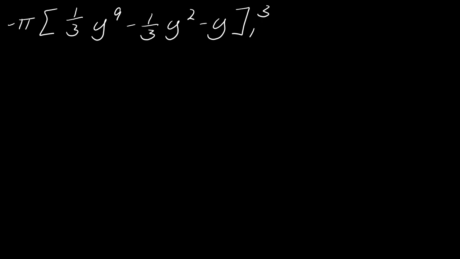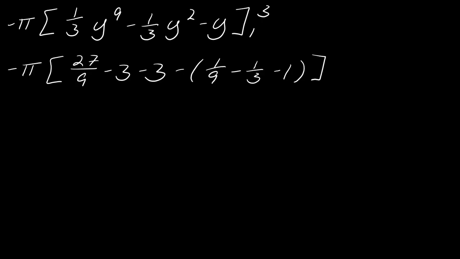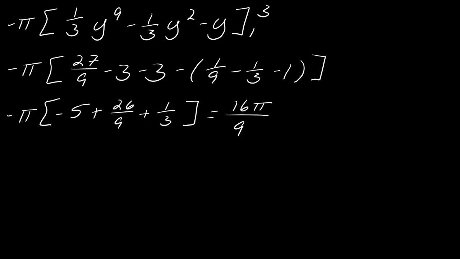So let me show you what it looks like to plug everything in. I plug in the 3, I plug in the 1, and if I go through and do everything, here are my calculations, and I'm going to be left with 16 pi over 9. Whew, all right. Never said that these were going to be easy, right?